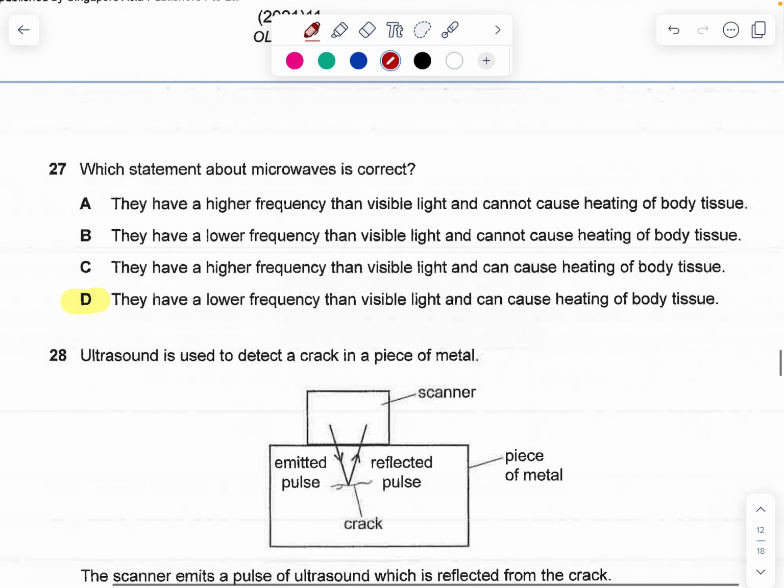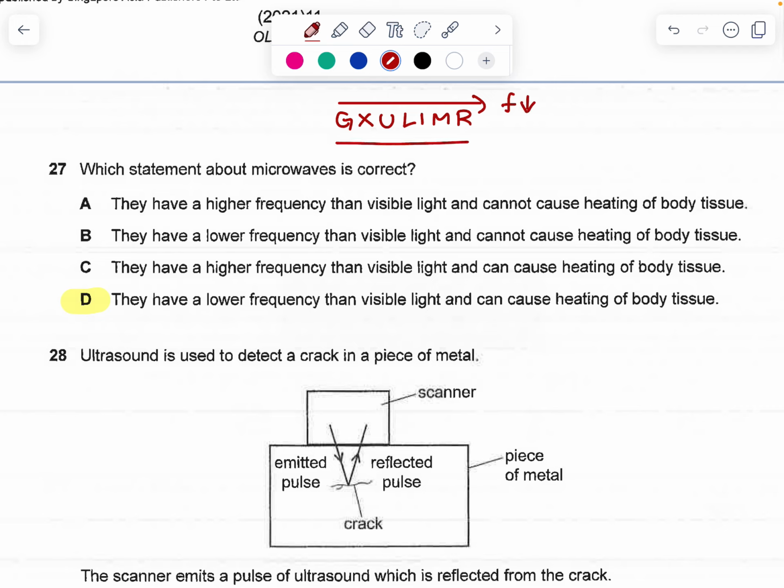Question 27. Which table about microwave is correct? Remember the acronym G, X, U, L, I, M, R. So in this, frequency reduces in this direction, and then wavelength increases in this direction. So microwave has a lower frequency than visible light, but it also can cause heating of the body tissue.